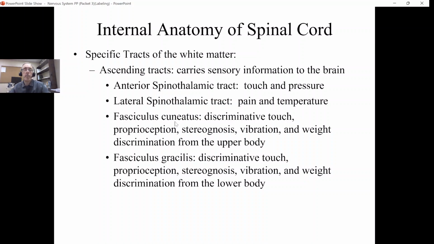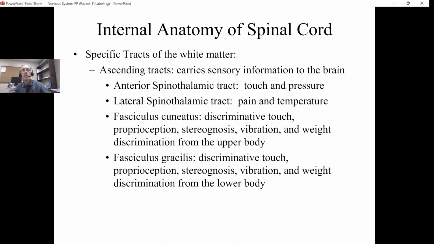The difference in their name is the first one is called the fasciculus cuneatus, and the second one is called the fasciculus gracilis. So the fasciculus cuneatus carries these five sensations, and I'll describe what I mean by them in a second: discriminative touch, proprioception, stereognosis, vibration, and weight discrimination, highlight right here, from the upper body. While the fasciculus gracilis does the same five, but watch this, from the lower body. So they're both carrying the same information to the brain. It's just that each tract is coming from a different area.